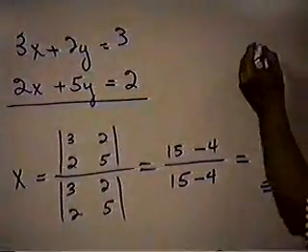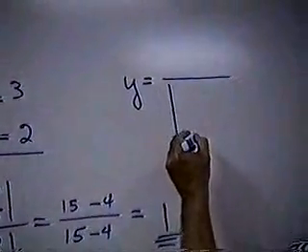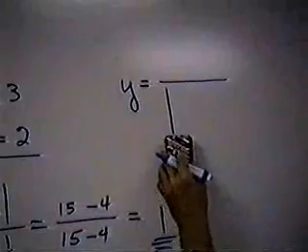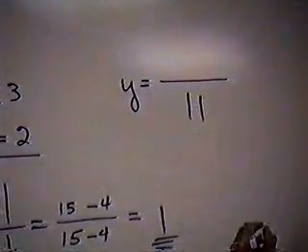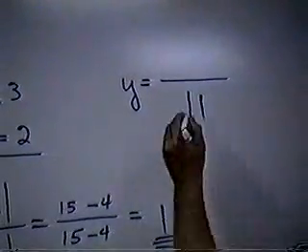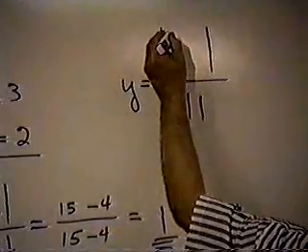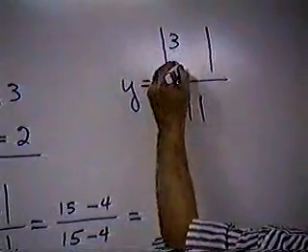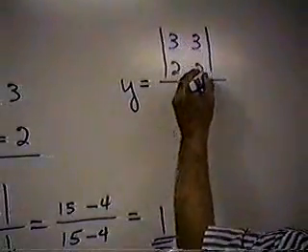Now let's do y. Coming up here, let's look at y. Hey, we don't need to fool with this. For y, we have that denominator. That denominator was 11, so just write that answer down again. You don't have to write that denominator down a second time. All right, the numerator now. Numerator is 3, 2, and we replace the y with the constants.